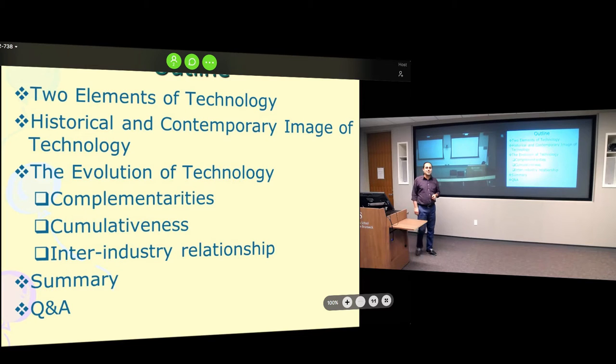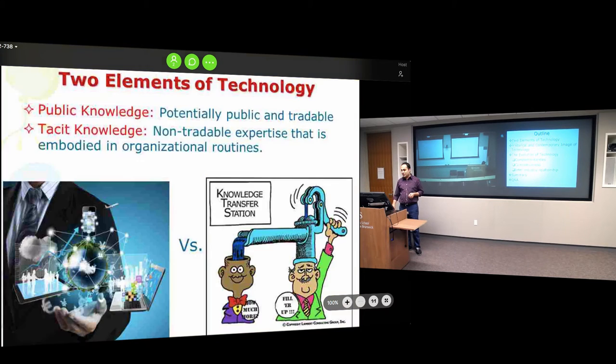So here is my outline for the class. First, I will discuss two elements of technology. So we will see what they are. Then we will discuss historical and contemporary images of technology, so how historically the technology has been seen, and on the other hand, how today the researchers see the technology. And we will discuss in detail the evolution of technology, which are the complementarities, cumulativeness, and inter-industry relationship. Then we will summarize and conclude our lesson.